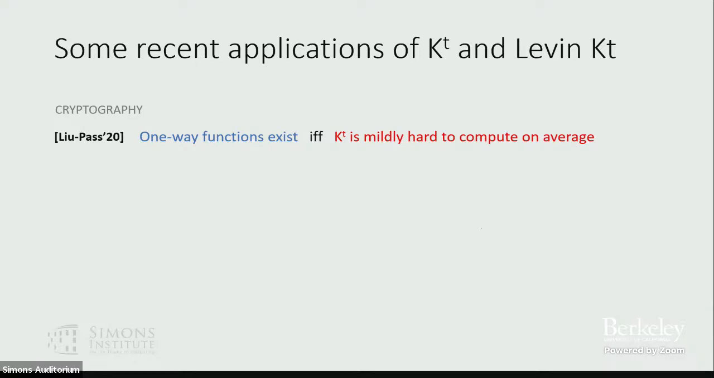But over the last few years, it seems that these applications and connections between time-bounded Kolmogorov complexity and other areas have exploded. And I just want to highlight here 3 recent results. We're going to see more about them probably tomorrow. The first is this characterization of one-way functions obtained by Liu and Pass, where they showed that one-way functions exist if and only if computing K superscript t for polynomial t is mildly hard on average. So we can completely characterize the existence of cryptography using the hardness of a meta-computational problem.